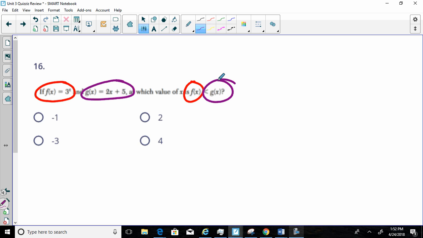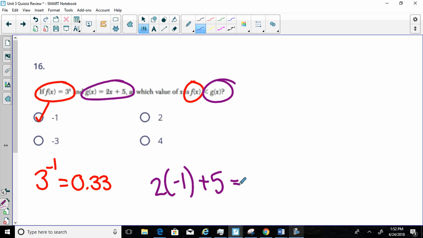Or I can just plug it in. And so when you do that, the only one that works is this one right here, because 3 to the negative first, when you put that in, is actually 0.333. And the purple one, when I plug in -1, ends up being 3, right? And so that's the only one where the purple one's bigger than the red one.